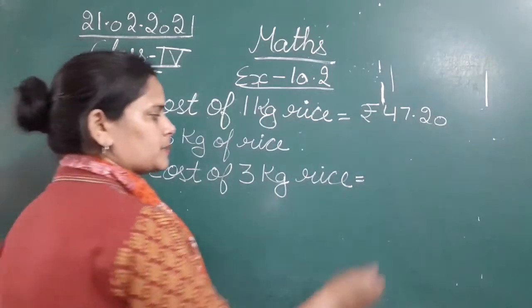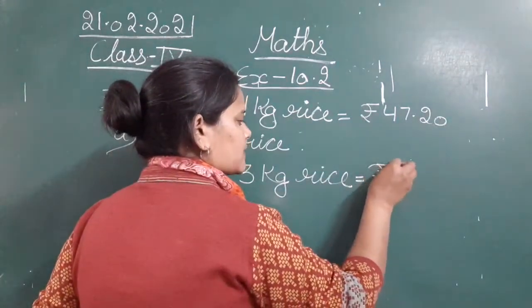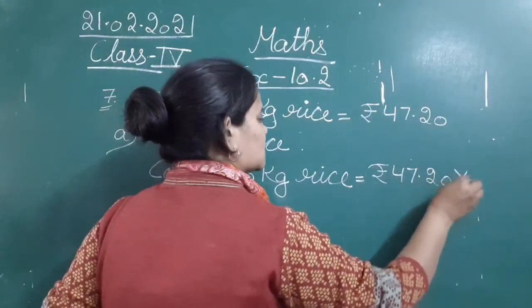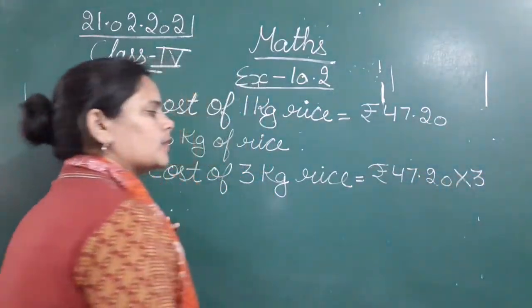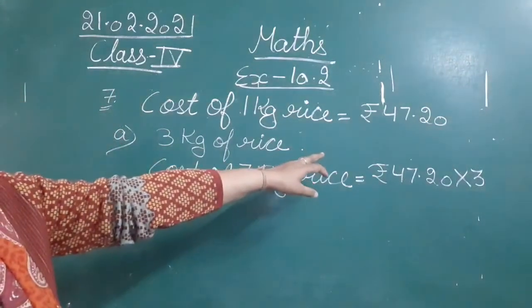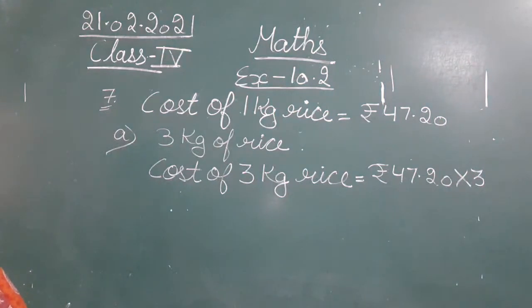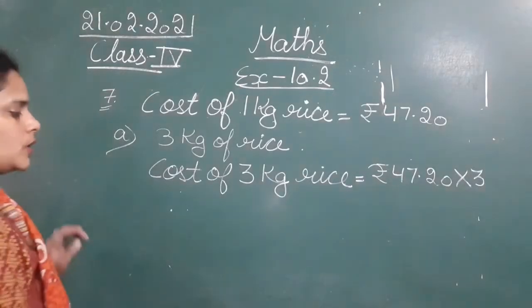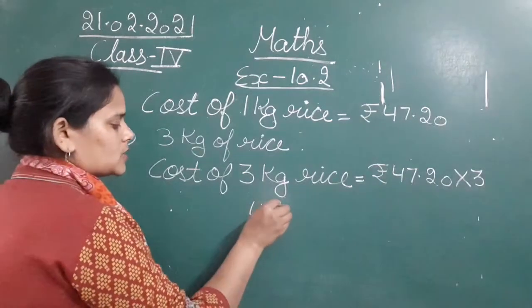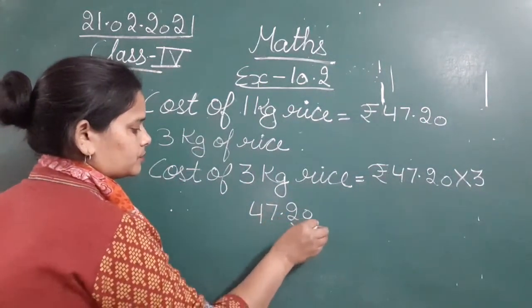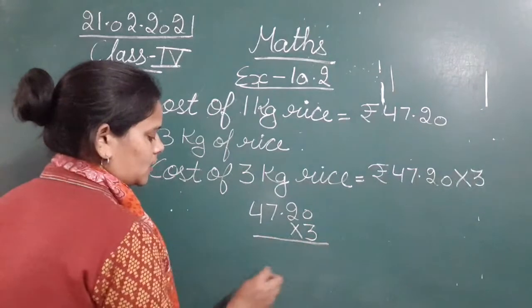For this we will multiply 47 rupees and 20 paise with 3. तो 1 की कॉस्ट है 47 रुपीज़ 20 पैसे, तो 3 की कॉस्ट ज़्यादा होगी. So for that we will do the multiplication. That means we will multiply 47 rupees 20 paise with 3. Okay, so let's multiply.